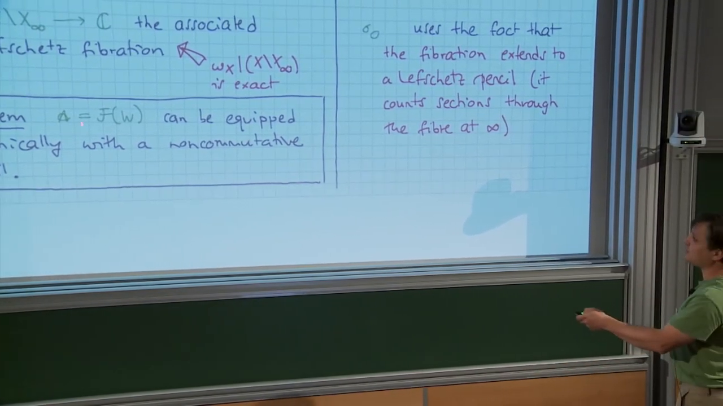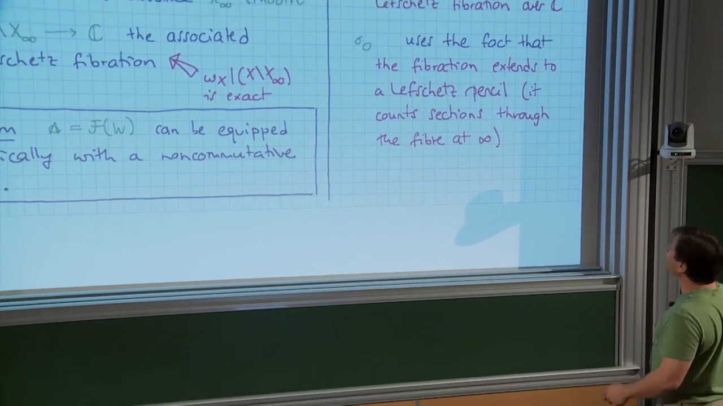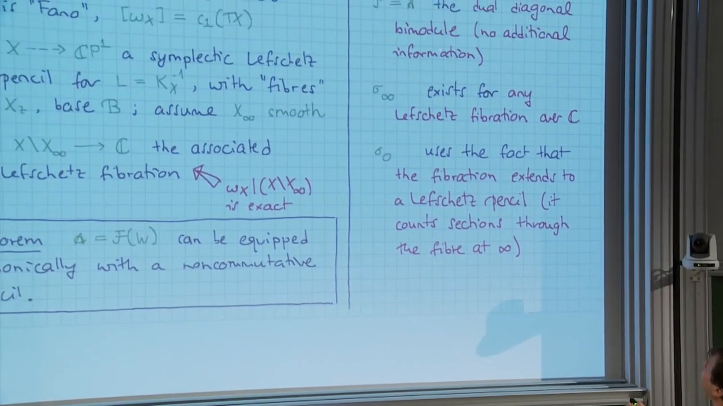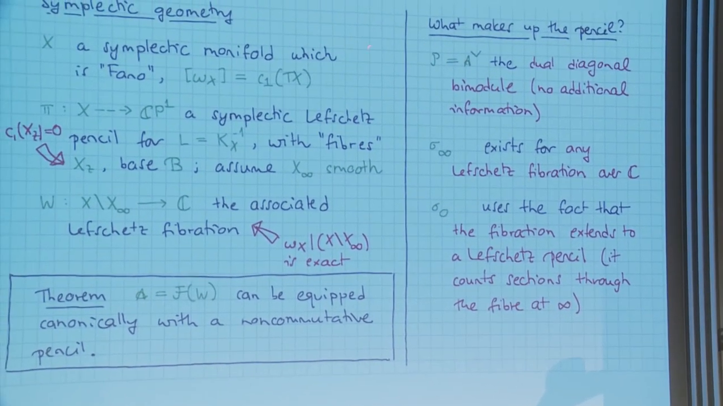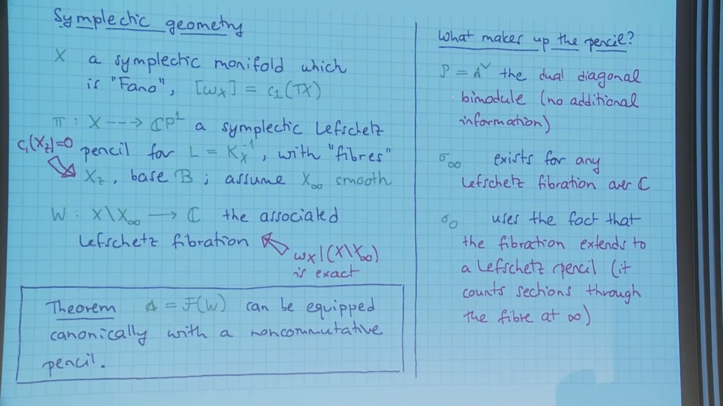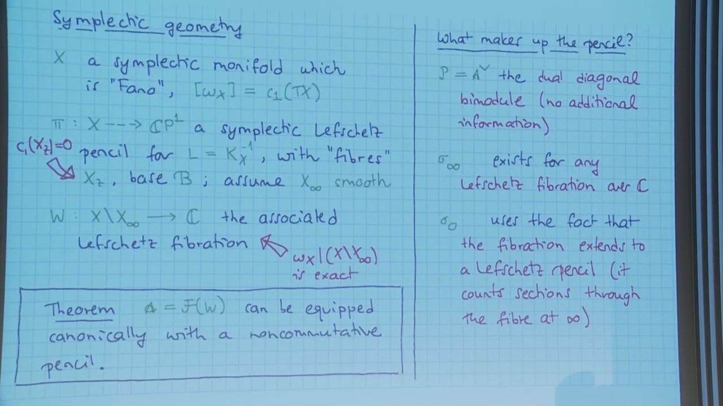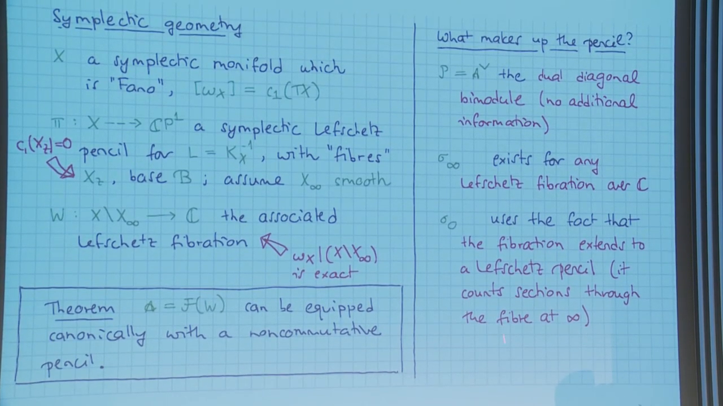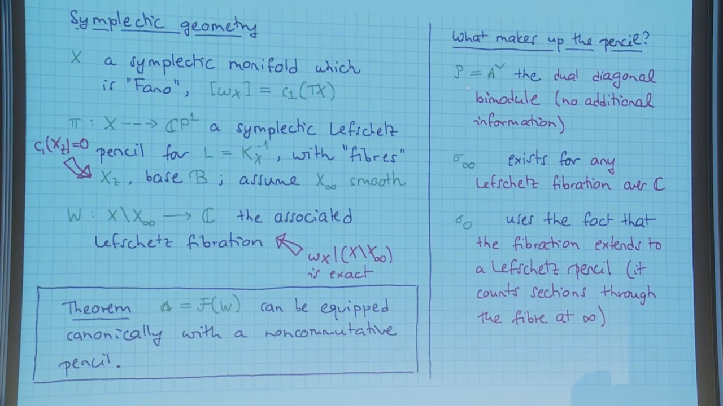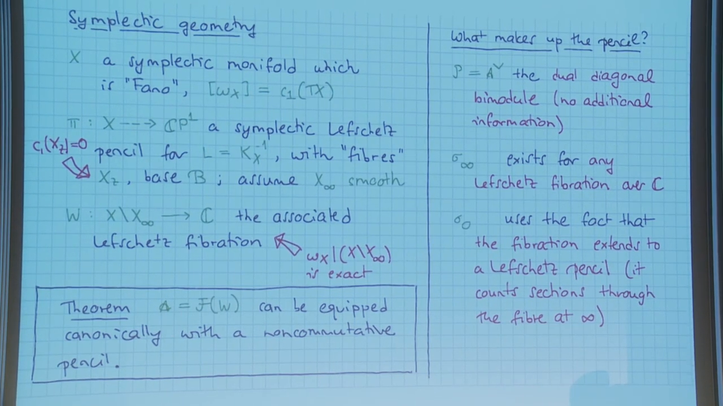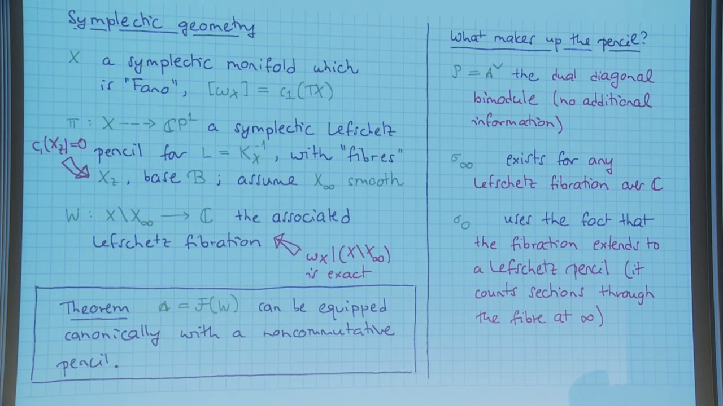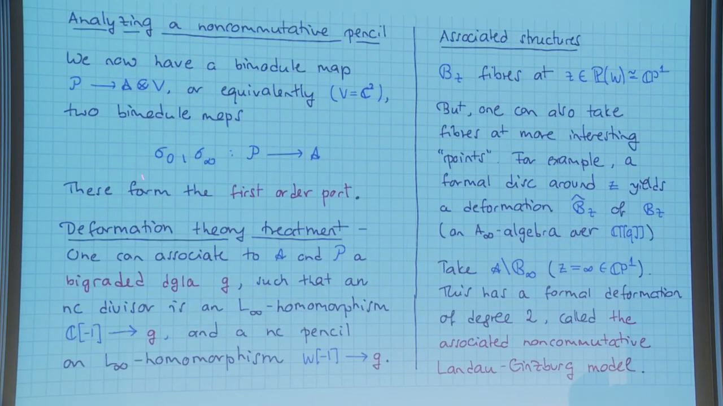To make the pencil on this thing here, we need a bimodule. That bimodule is always the same. It's the dual diagonal bimodule, which corresponds to some sort of non-commutative geometry version of the canonical line bundle. So this has no additional information. It's just constructed canonically, associated to any A. And then I said that there were going to be two bimodule maps here.